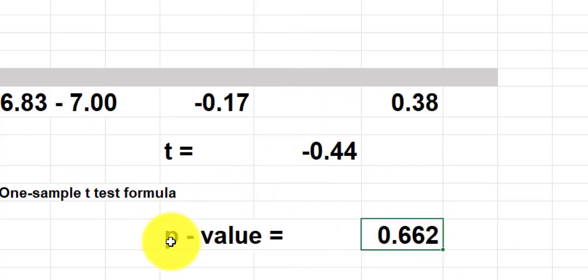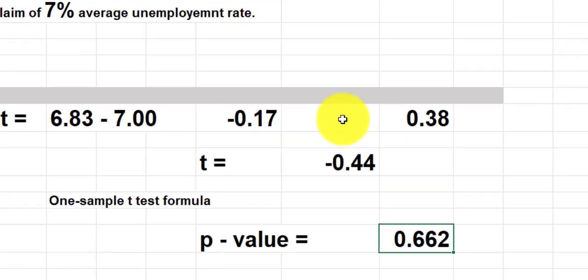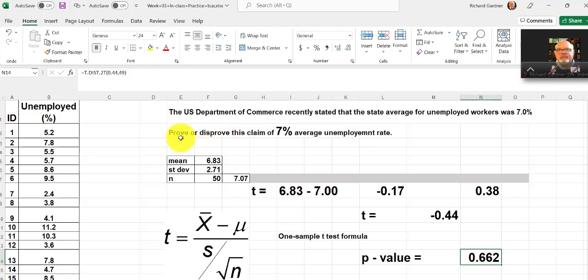And because it's not less than 0.05, we cannot reject the null. So the answer to this question is that we cannot reject the null, so therefore the government's claim of 7% is true. We have to accept it as true because our data, our sample size, did not say otherwise. So that's how the first one's done. Okay.